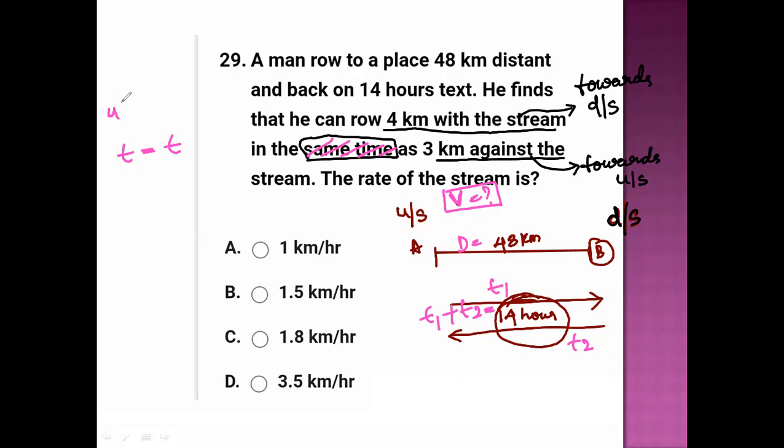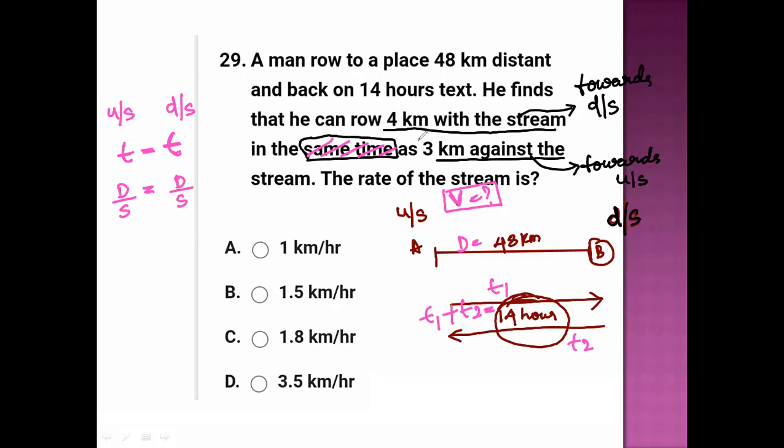I will take this as the upstream side and this as the downstream side. If he is moving upstream, he takes the same time as when he is moving downstream. Time is constant. And what is the time here? Time is equal to distance by speed. Can we write time is equal to distance by speed? We can write this. I'm using this.